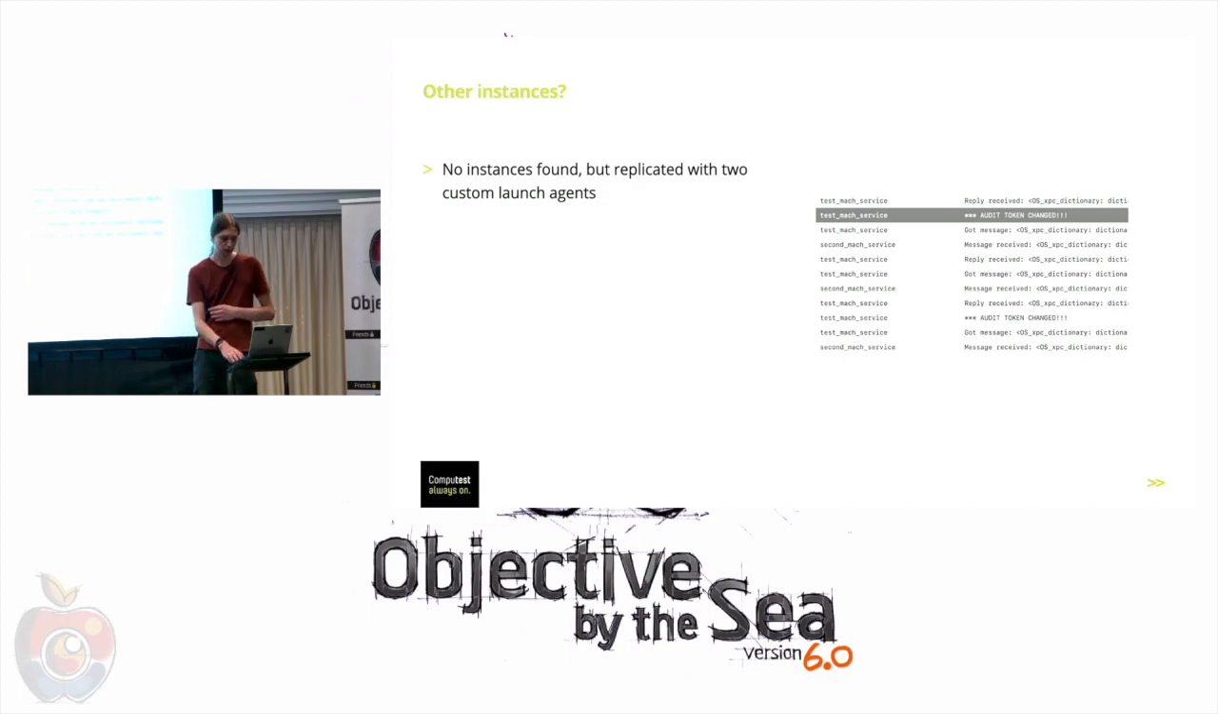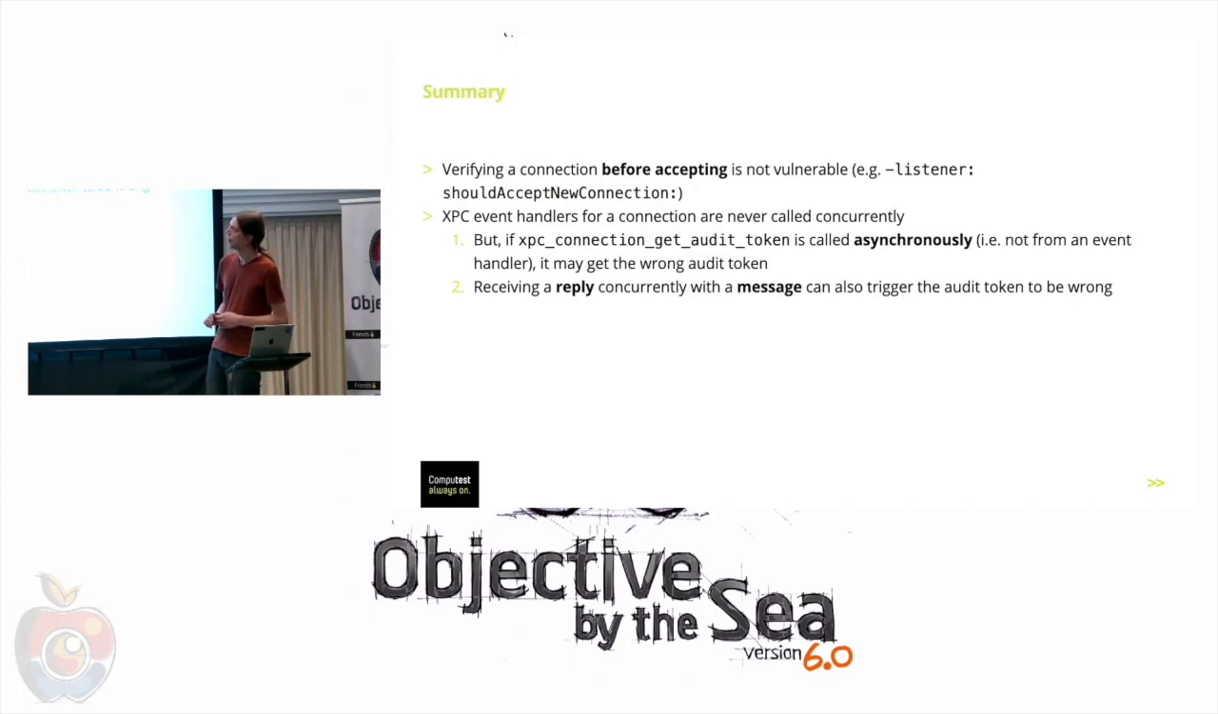Now, to summarize the requirements here, if you check the audit token before accepting a connection, so if you're in the function listener shouldAcceptNewConnection, then that's not vulnerable because at that point there's no connection established yet. And also XPC event handlers are never called concurrently, so you need either to call the function xpc_connection_get_audit_token asynchronously, so not directly from the event handler, or you need to receive a reply concurrently with a normal message to trigger it to use the wrong audit token.